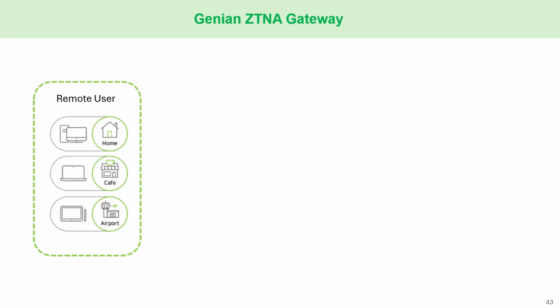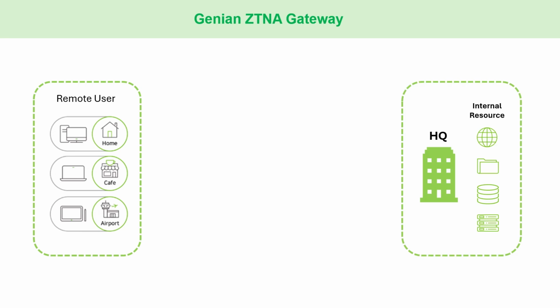Now, let's use a diagram to depict how the Genian ZTNA Gateway architecture differs from legacy VPN architecture and addresses the challenges previously mentioned. The use case and scenario are the same. You have a remote user and a resource they must be able to access securely.